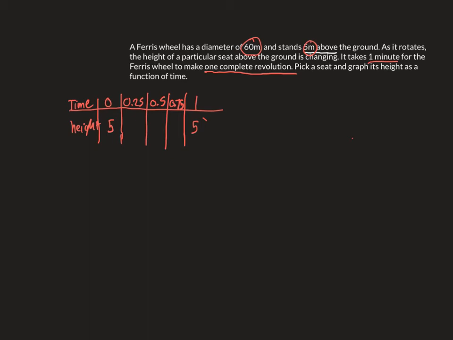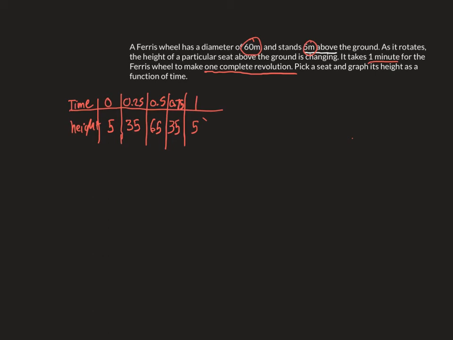So halfway up, after about 0.5 minutes, I should be at 65 meters. Not 60, because remember you start 5 meters above the ground. Which means this would be 35. And then this would be 35. Because remember, this is making yourself a nice parabolic curve.